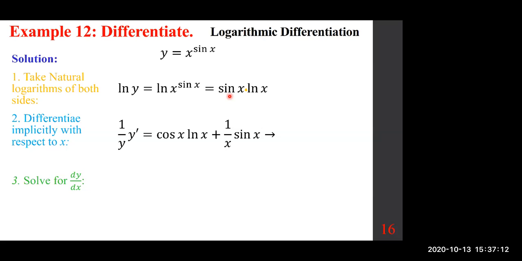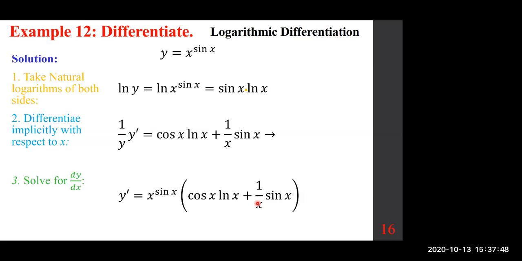And now all you have to do, y prime or dy dx, multiply both sides by y and replace it with x to the power of sine x. So class, this is y. So multiply both sides by y and replace the y with what it was. So this one is cosine x ln x, and this one you can write 1 over x sine x, or you can write sine x over x. Either way is fine. It's pretty straightforward. I hope everybody is comfortable with that.